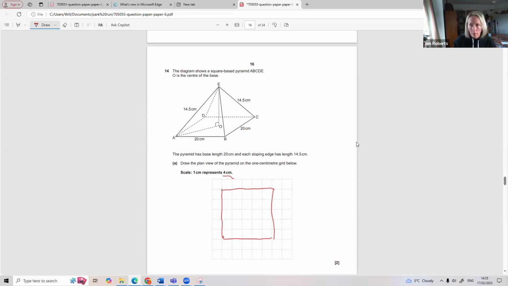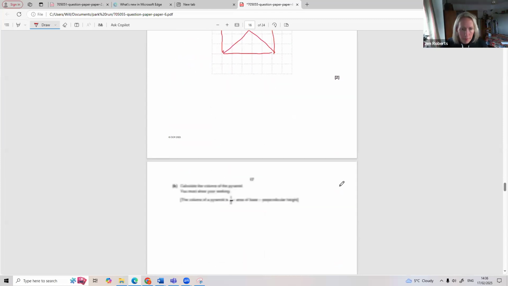You've got to also allow for the fact that when you're looking from above, you're going to see the lines of these diagonals, but they're going to seem flat. So you need to join your diagonals together. It would be 2 marks for that question.